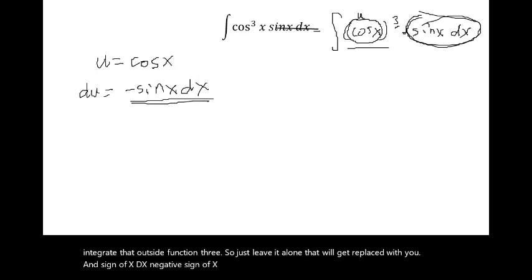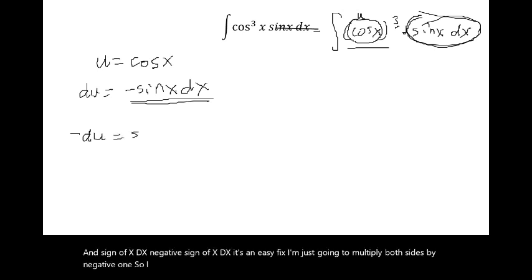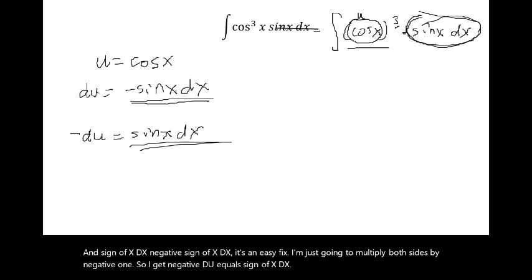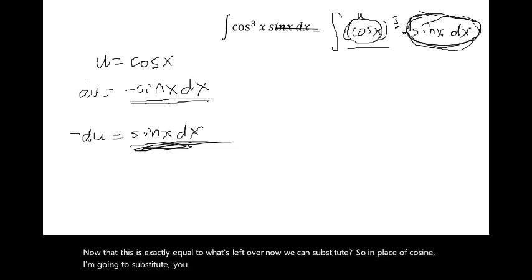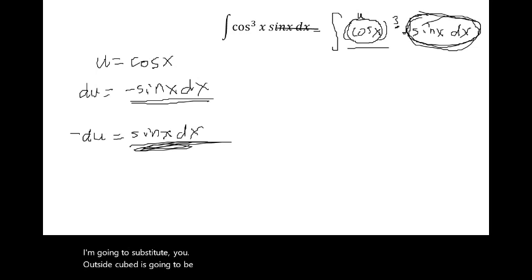It's an easy fix. I'm just going to multiply both sides by -1, so I get negative du equals sine of x dx. Now that this is exactly equal to what's left over, now we can substitute. So in place of cosine, I'm going to substitute u. Outside cubed is going to be what we integrate, and then sine x dx I'm going to replace with negative du.